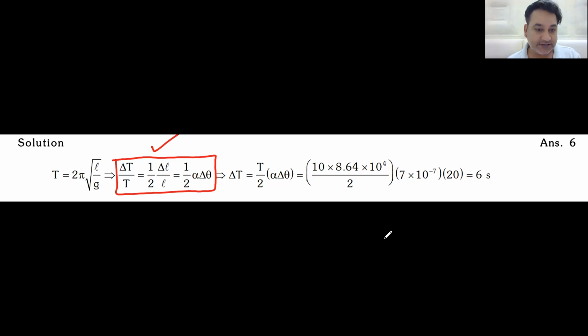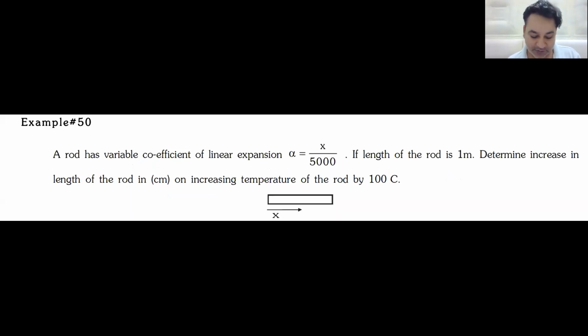Okay, here comes this one, and I hope you can do this. A rod has a variable coefficient of linear expansion alpha. The length of the rod is 1 meter. Determine the increase in the length of the rod for an increase in temperature of 100 degrees Celsius. So alpha is not constant here. Alpha varies with x. Alpha can vary with temperature as well.